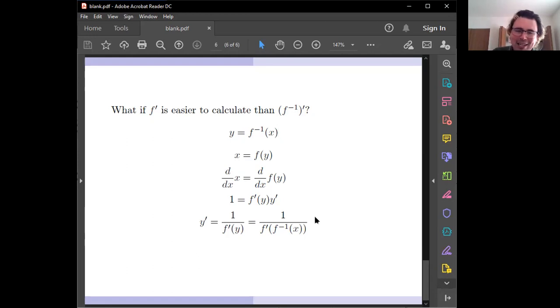I'll say it again a slightly different way. The derivative of an inverse function is 1 divided by the derivative of the original function whose input is the inverse function. Another way to think about that. So we will be using this to learn derivatives for a more complicated set of functions, the inverse trig functions.